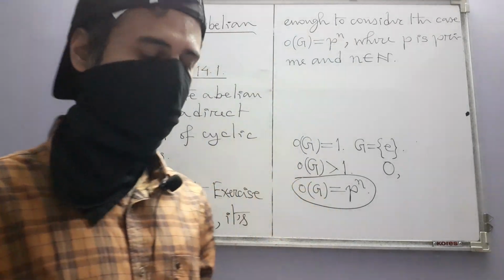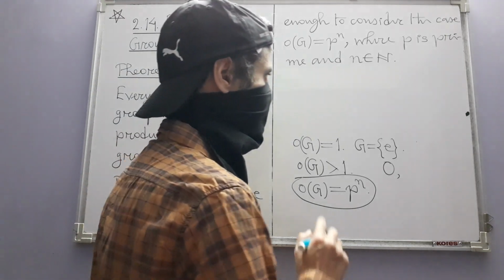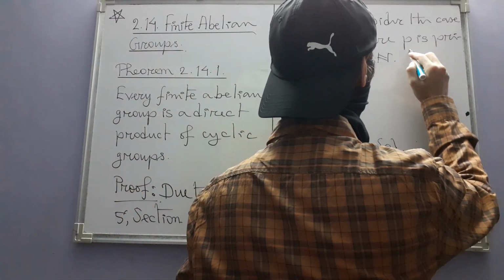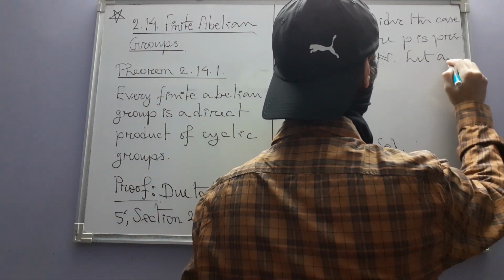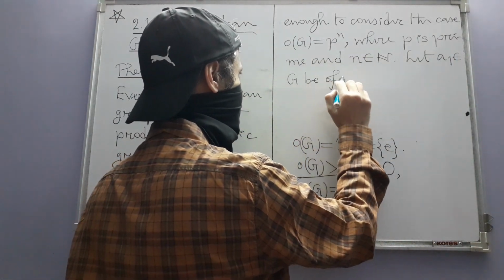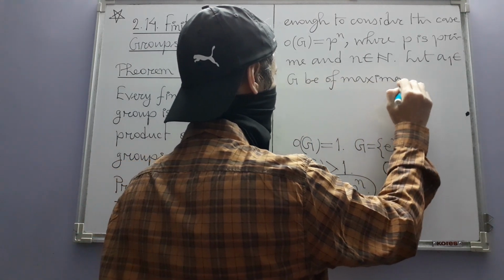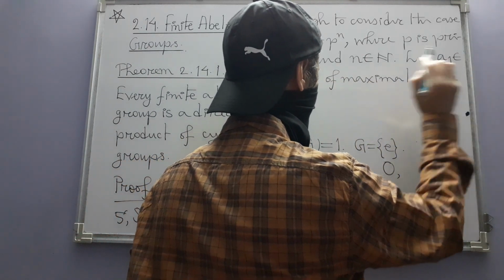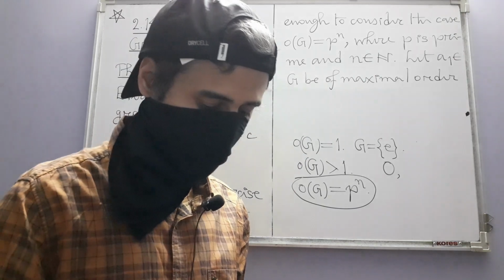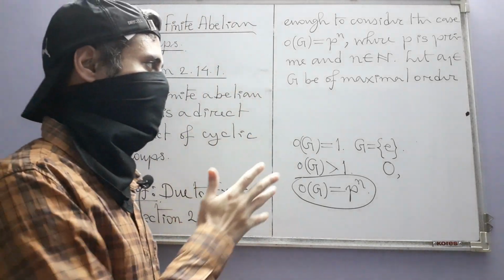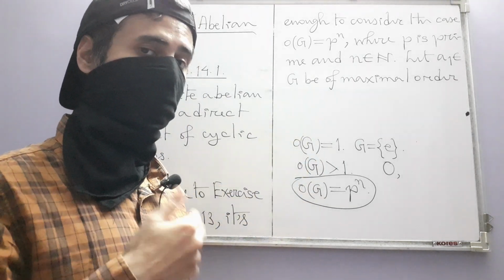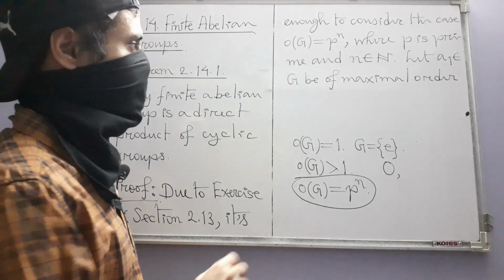Now, we will start the proof by considering an element in G of maximal order. Let a1 in G be of maximal order. Why would such an element exist? That's the first question. You see, G is after all a finite set. So every element in G must have finite order, because G is a finite group.